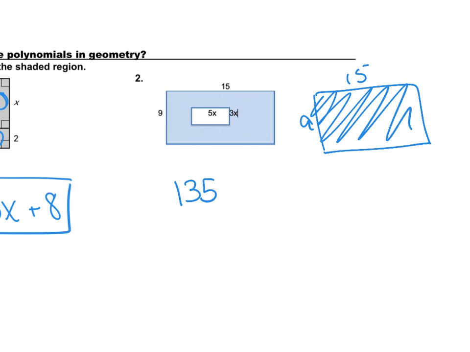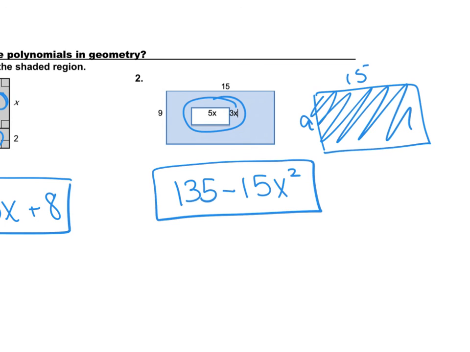And now what we need to do is to remove then, we've got this piece on the inside that's been whited out. And so because it's been whited out, we have to take it away from that. So it's going to be minus 15, then x squared. And because these are not like terms, we're just going to leave it like this. So in this lesson, we took a look at how to multiply polynomials.